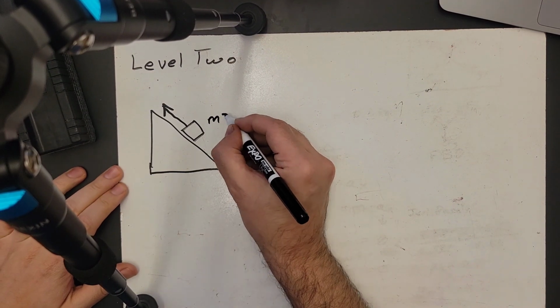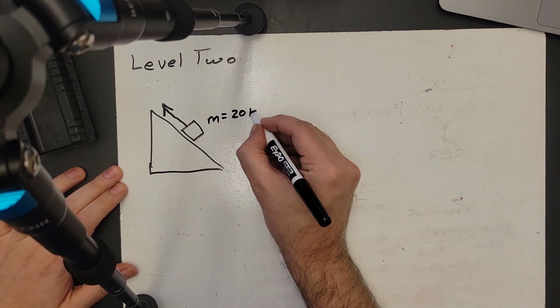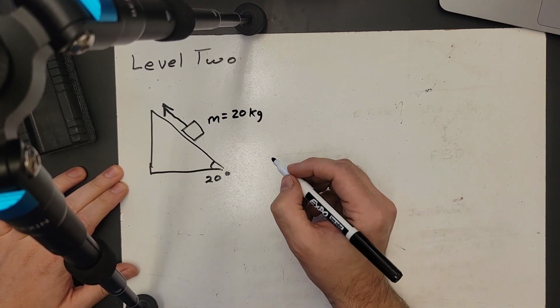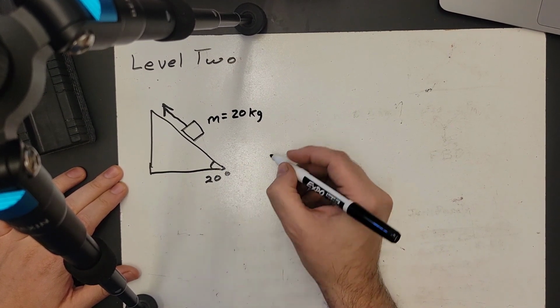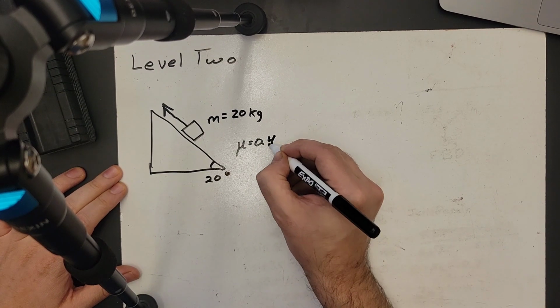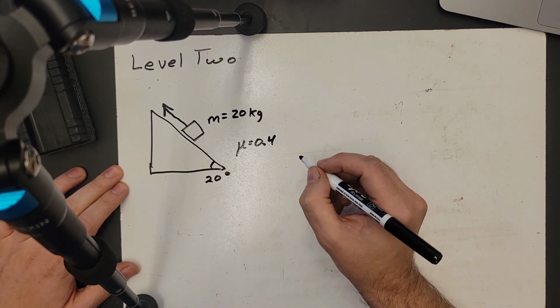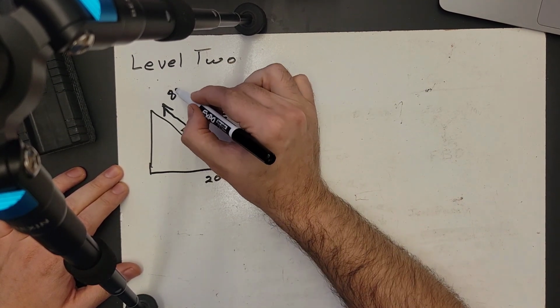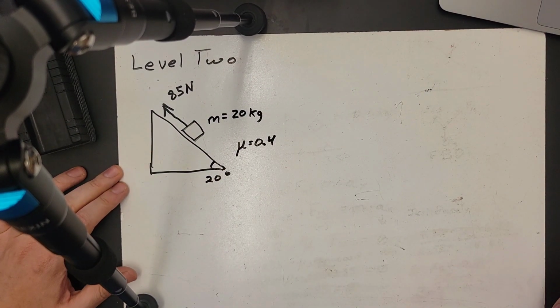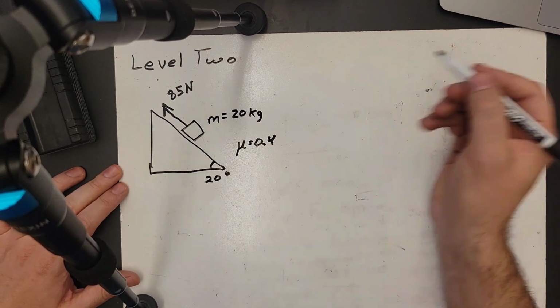I got this box here. And it's 20 kilograms. It's being pushed up an incline of 20 degrees. The coefficient of friction in this problem is 0.4. And I'm pushing with 85 newtons up the ramp. And I want to know the acceleration of the block.